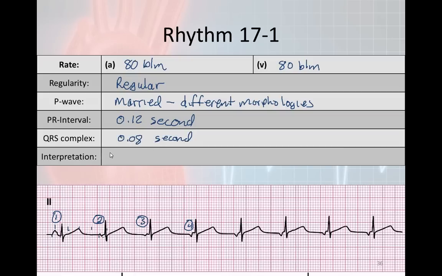My underlying rhythm looks to be maybe a sinus rhythm, but if we say this is a sinus rhythm, we're implying that all of the P waves are coming from the SA node, being the sinoatrial node. So I can't really say that it's a sinus rhythm, but I do have at least three different P wave morphologies, so I'm not going to call this a sinus rhythm. I'm going to call this a wandering atrial pacer.